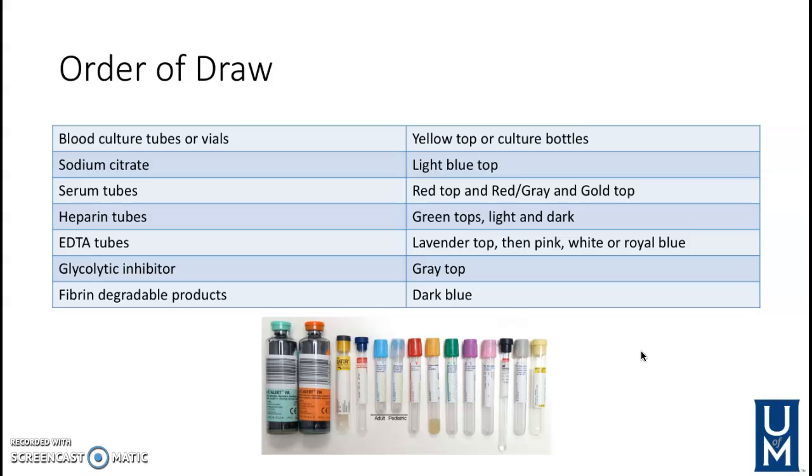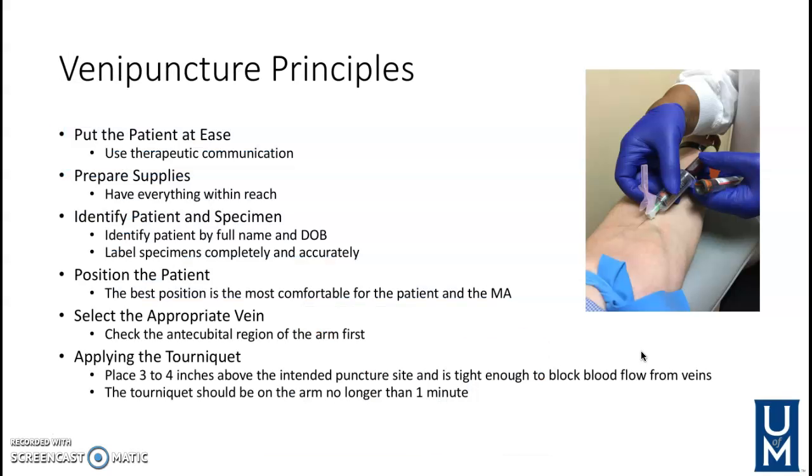So the mnemonic is BLUE GRAY... rather, "beautiful," which stands for blood cultures, lilacs, light blue, roses, red, geraniums, green, lilies, lavender, grow, gray, daily, dark blue. So that mnemonic, beautiful, lilacs, roses, geraniums, lilies, grow, daily. That mnemonic is just something that I came across that is supposed to help you in remembering the order of the draw.